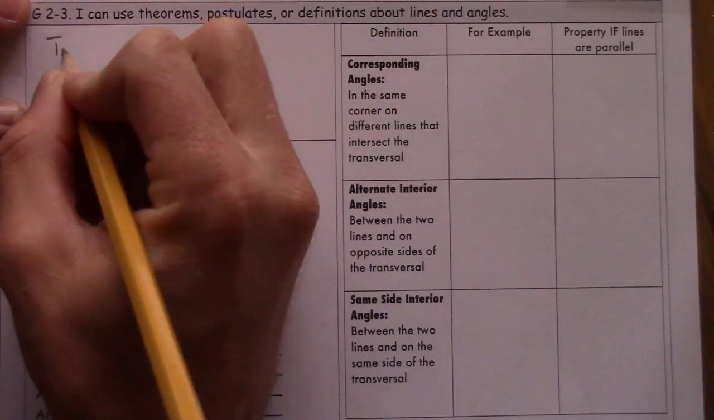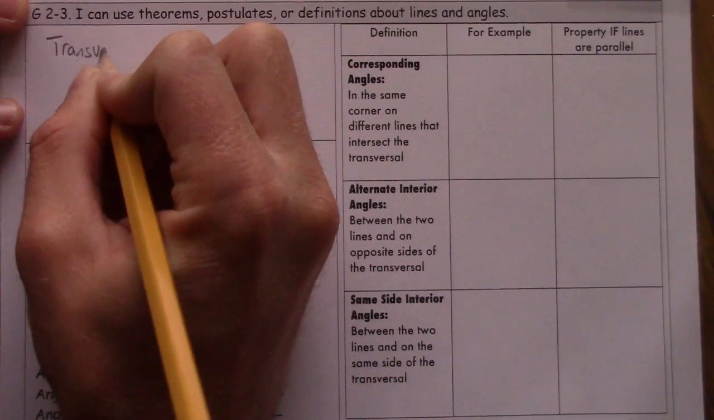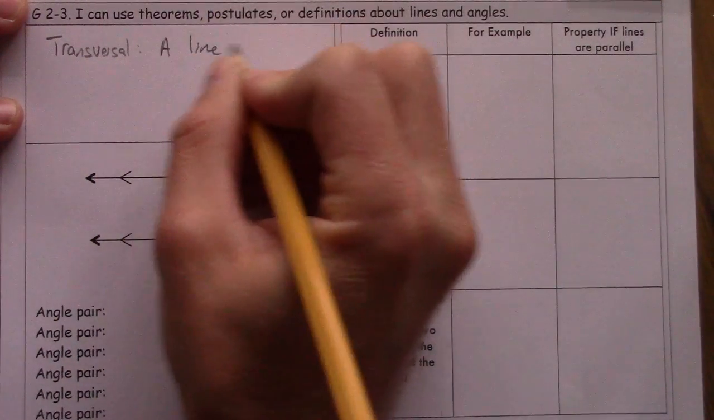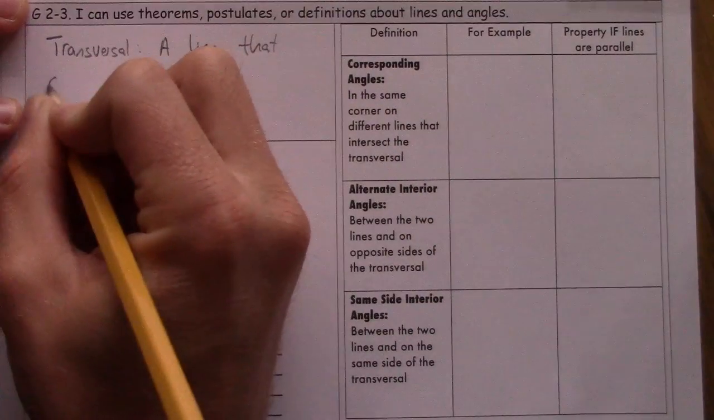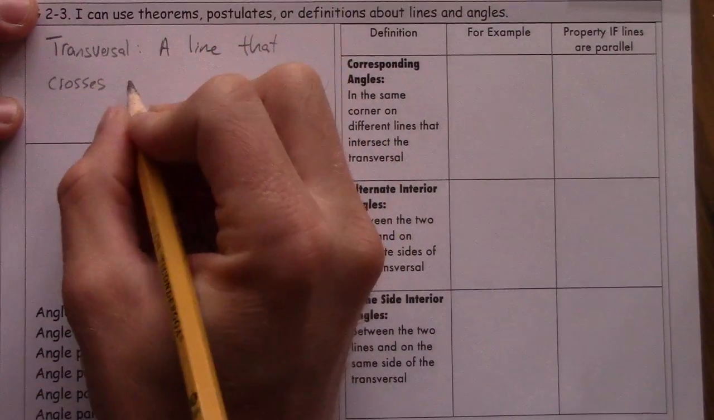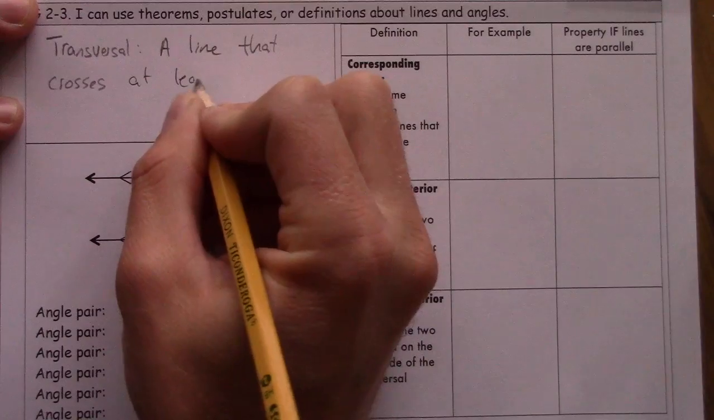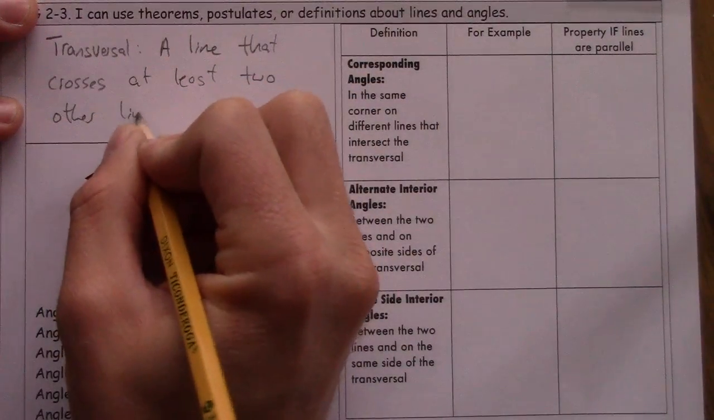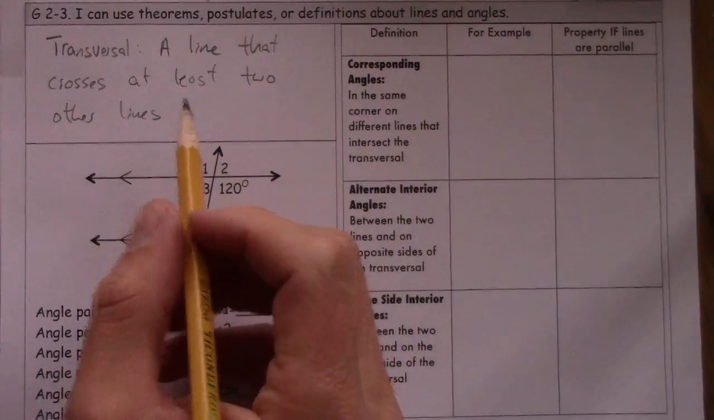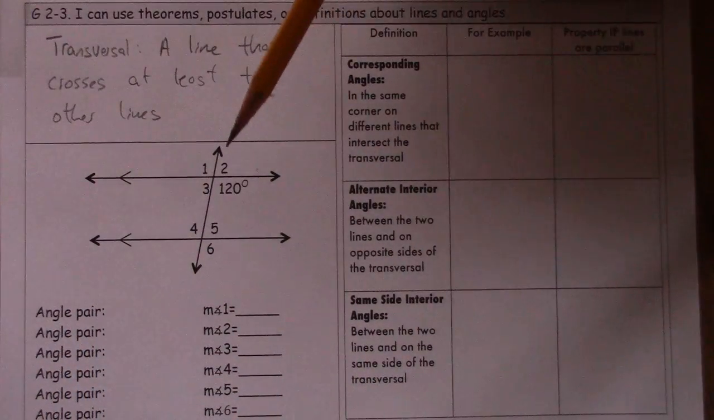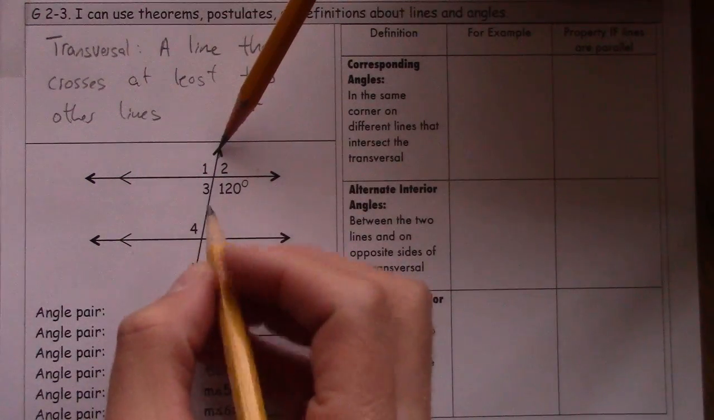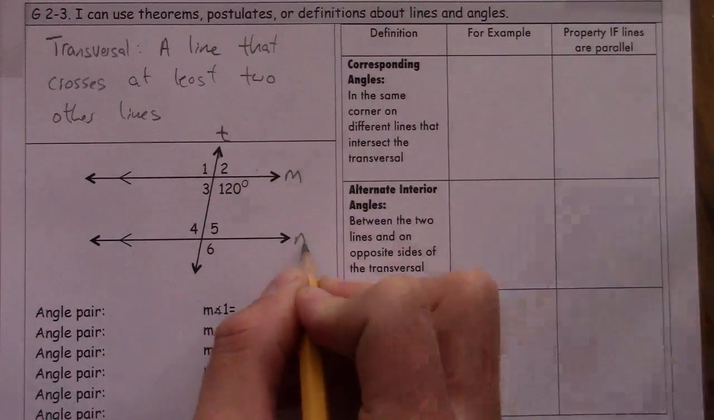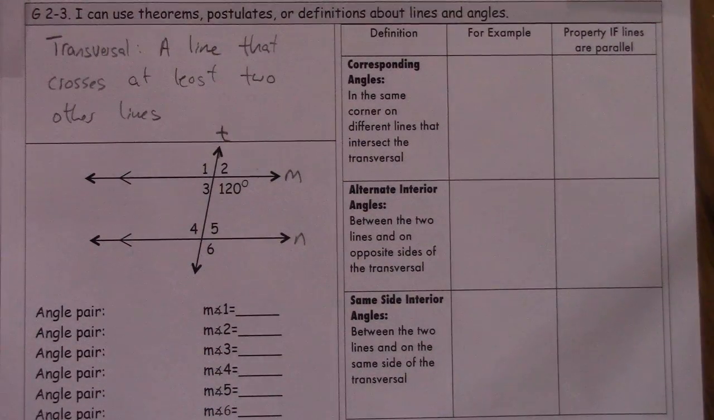So I'm going to write it down. Transversal, which is a line that crosses. So it's crossing those other two, at least two other lines. It doesn't mean that it crosses two lines that are parallel, but it crosses at least two other lines. It might cross three. This is the transversal, so let's label it T. Let's label these other two M and N. Do these need to be parallel every time for that to be a transversal? No.